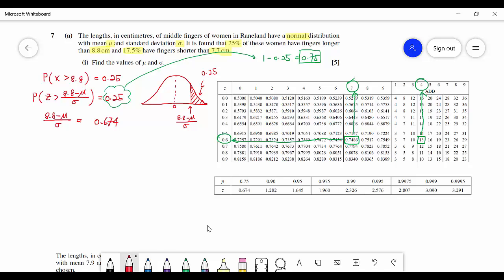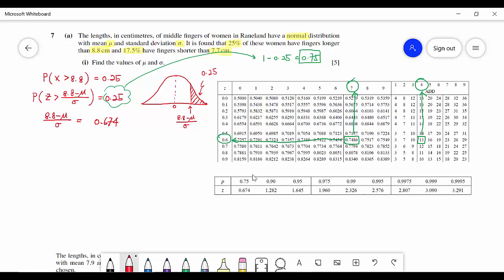Then you can put in the value 0.674. From the graph that you drew just now, you can see that this value is on the right hand side of 0. 0 is in the middle, in the center. So this value is on the right hand side of 0, which means that this value is a positive value. Therefore, 0.674 will be positive. So this is one of the ways that you find the 0.674.